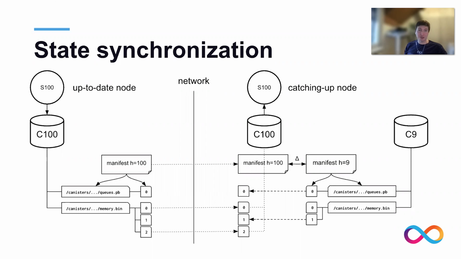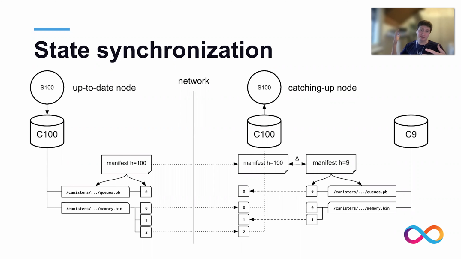On the left of the picture, we have a node which is up to date. It constructed checkpoint number 100, which has some files, and it computed the manifest and advertised it. On the right side of the picture, we have a node which is trying to catch up. It has local state 9, and it wants to get to state 100. So the first thing the node does is fetch the new manifest, manifest number 100.